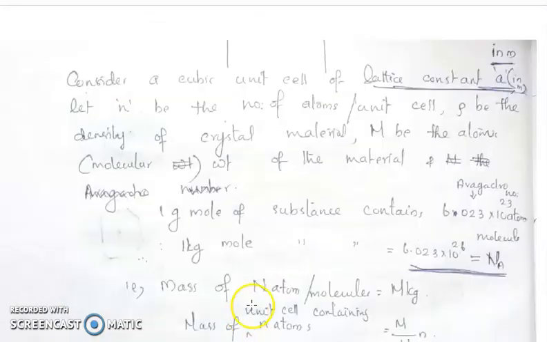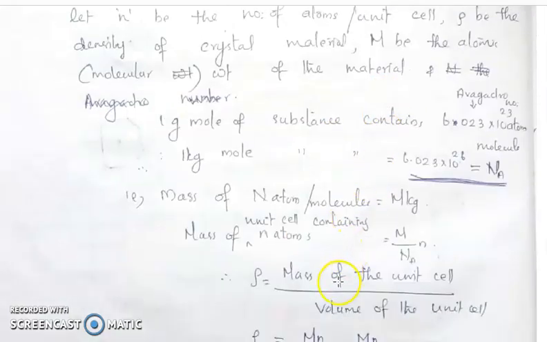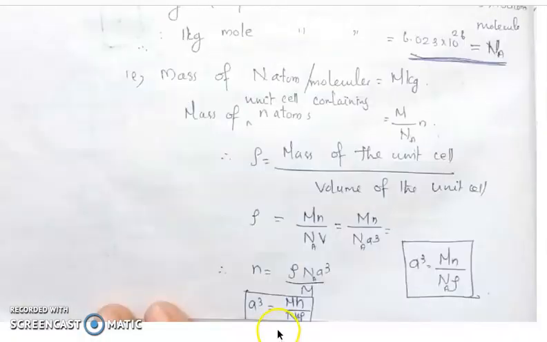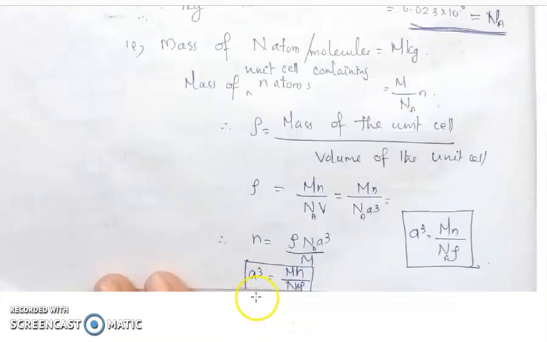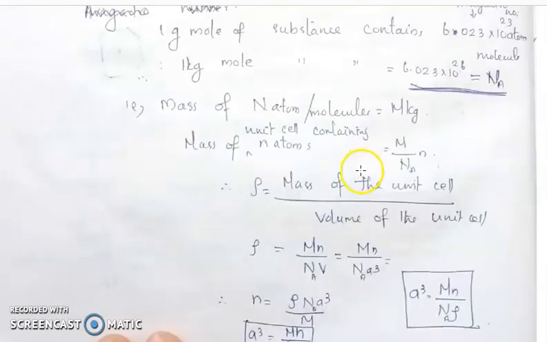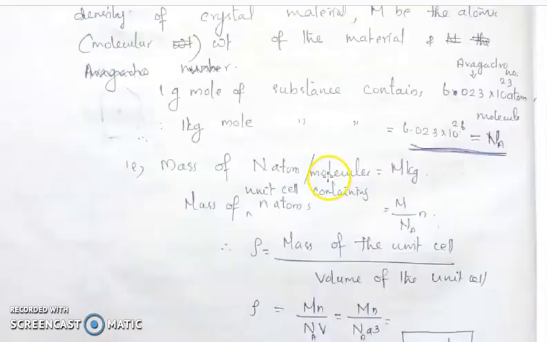Or this n, what does n stand for? n is the number of atoms per unit cell. You can find out the number of atoms per unit cell. You will get it as rho into Na a cube divided by M. So a cube, the volume of the unit cell, is equal to Mn divided by Na into rho. So based on this certain problems will be asked.